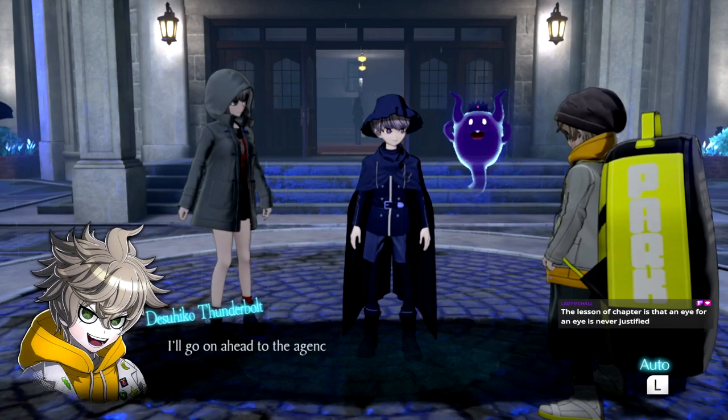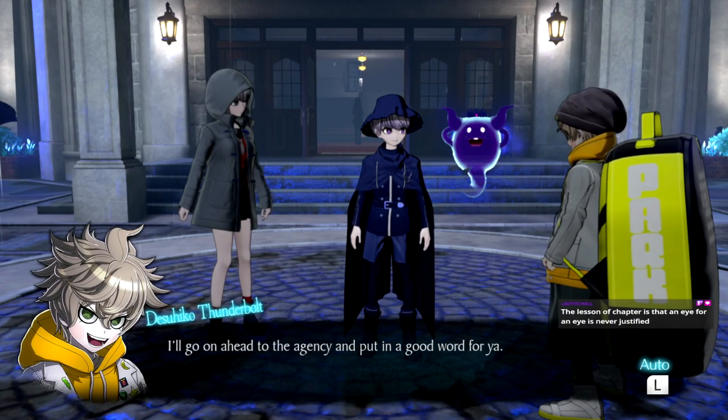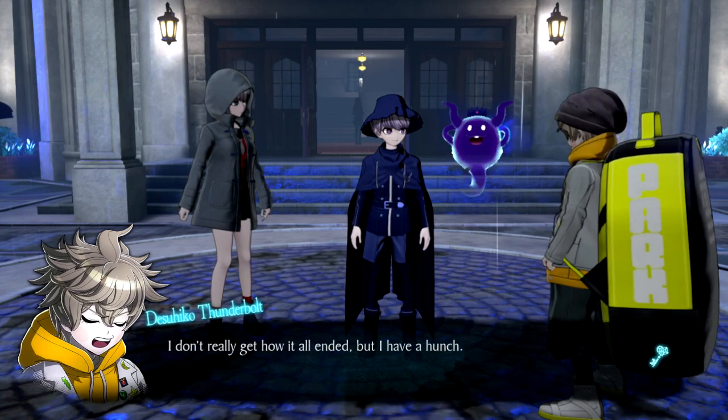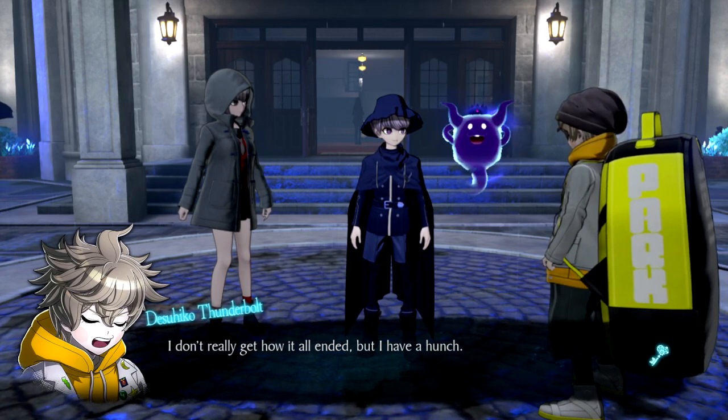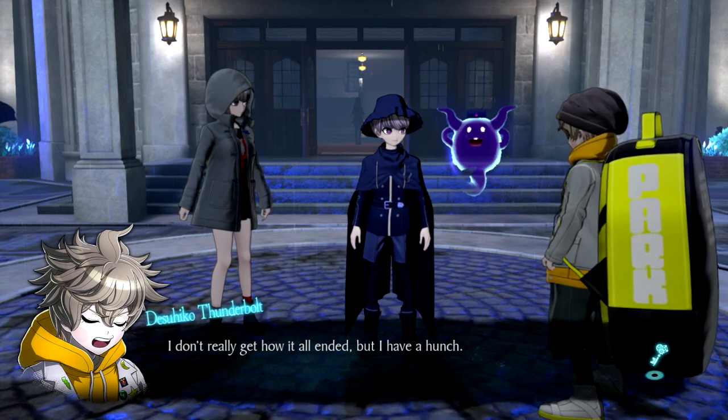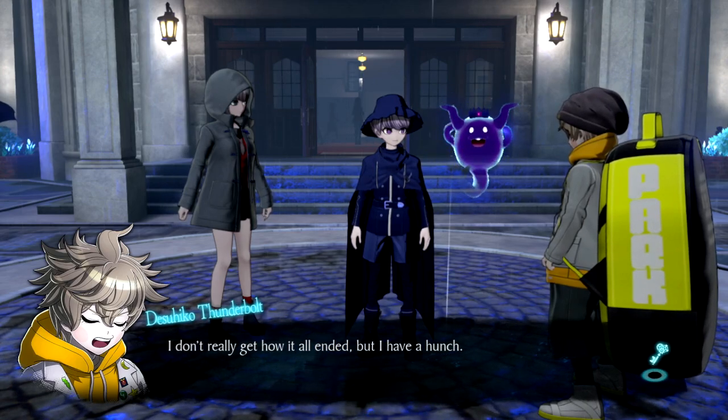I'll go on ahead to the agency and put in a good word for you. I don't really get how it all ended, but I have a hunch. I mean, the lesson of this chapter is to really illustrate that Amaterasu control, like I said at the end of the last chapter, this really hammers home Amaterasu controls justice in this town. What they say goes, and that leaves the people essentially powerless. Like, if the girls thought they could have gotten justice, they wouldn't have had to do this.